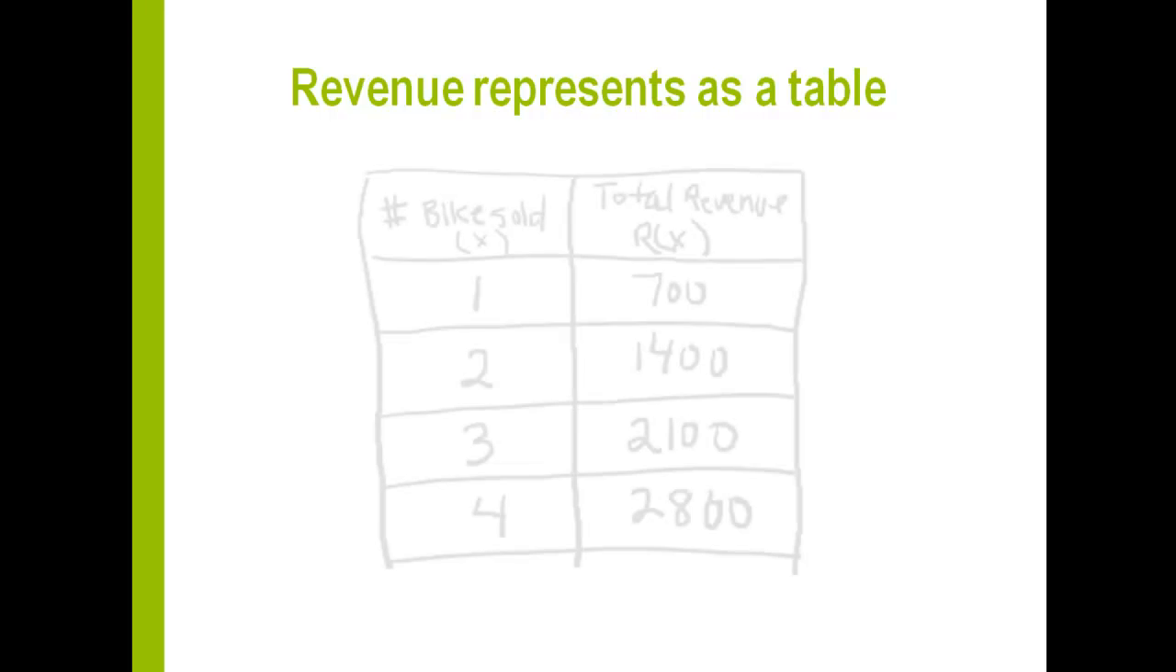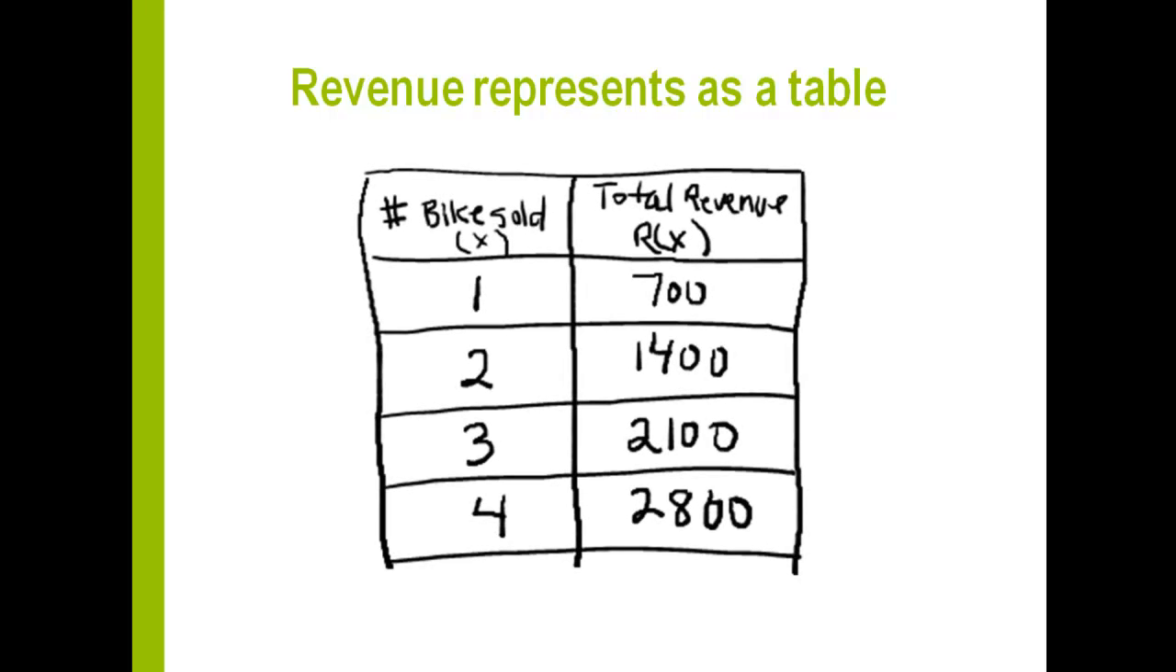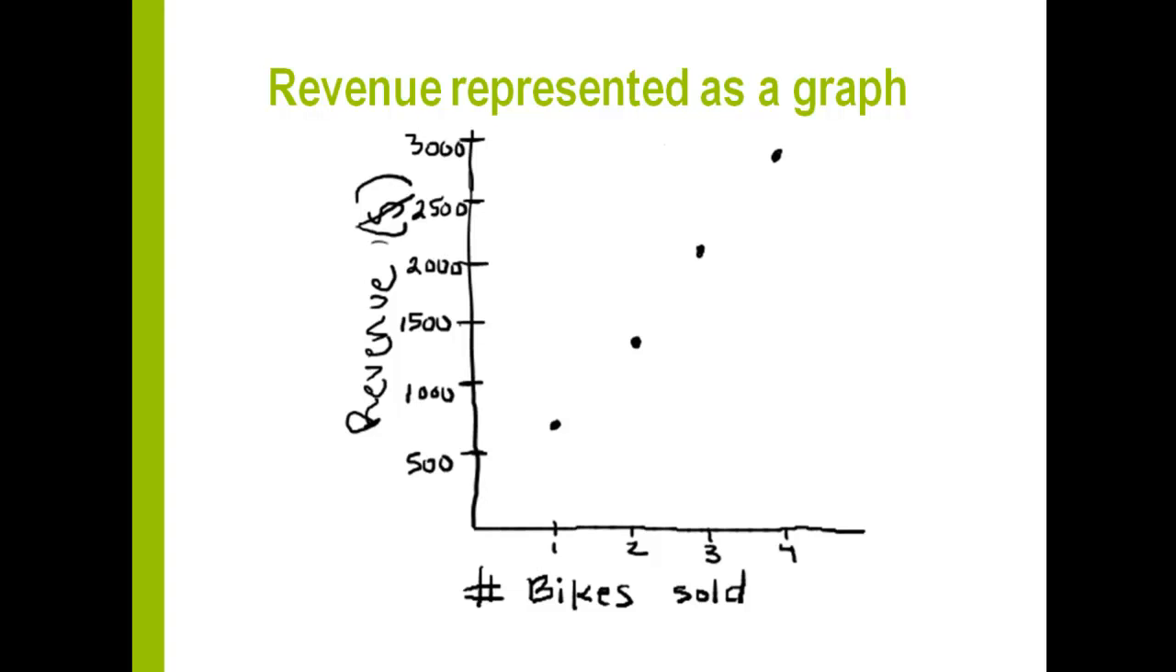We can write the revenue as a table. We can make a little table there and show the number of bikes sold and the revenue earned. And we could also represent it as a graph.